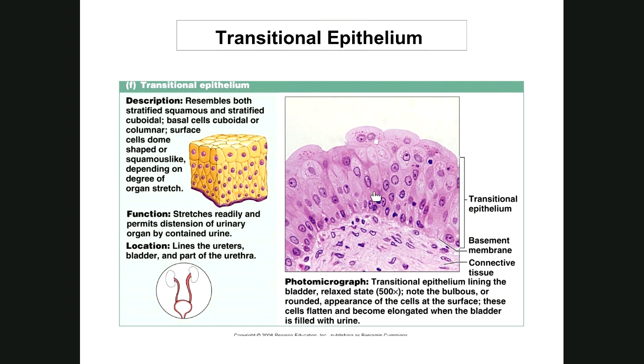So you can tell that this definitely has several different shapes from the layering. It is stratified. You can tell that's the bottom of the stratification, and there's the top apical surface up there. It's underlying connective tissue. So you can tell it has several layers to it.